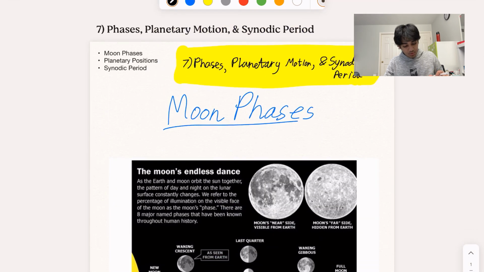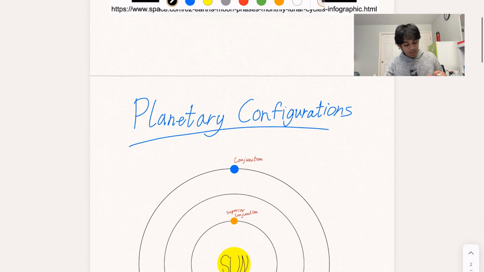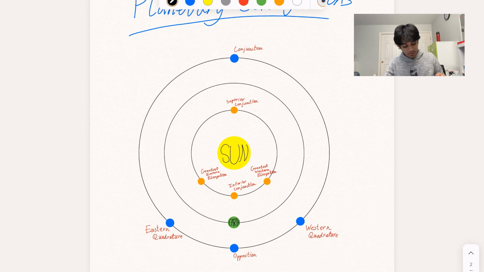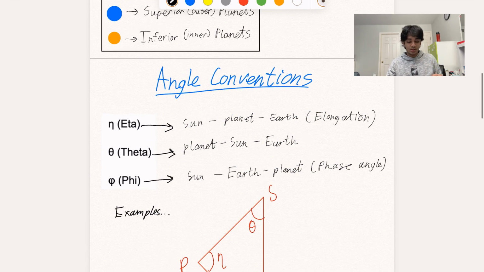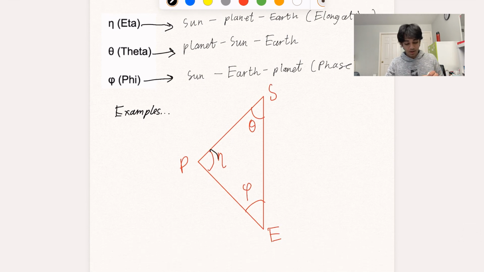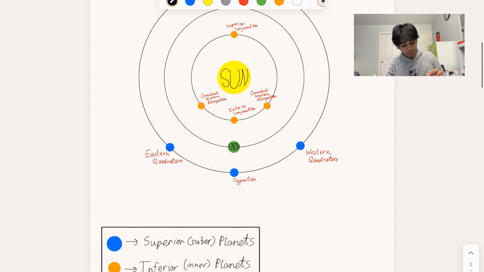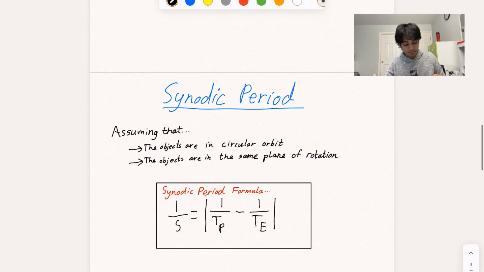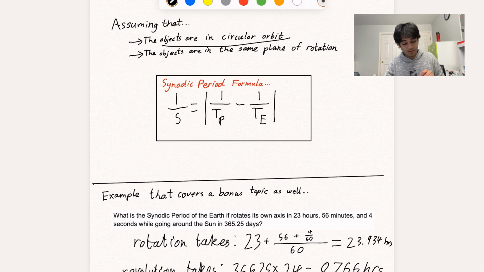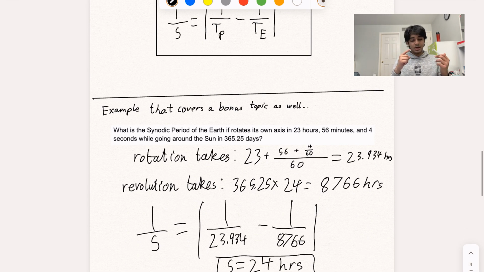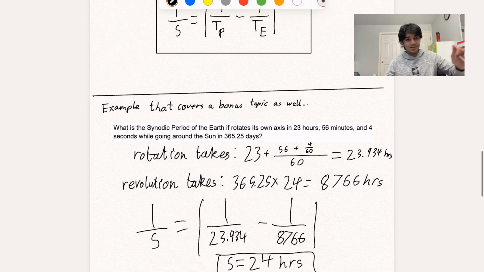So to review, we talked about the phases of the moon, planetary configurations and the 8 different ones for outer and inner planets. We talked about angle conventions and how, if you have a right angle here or a right angle here, you can use trigonometry to find missing lengths and missing angles. And then we talked about synodic period. That can only apply if objects are in circular orbits or if they're on the same plane of rotation, which the Earth revolving around its own axis and going around the sun, they're both circles and they're both on the same plane of rotation.